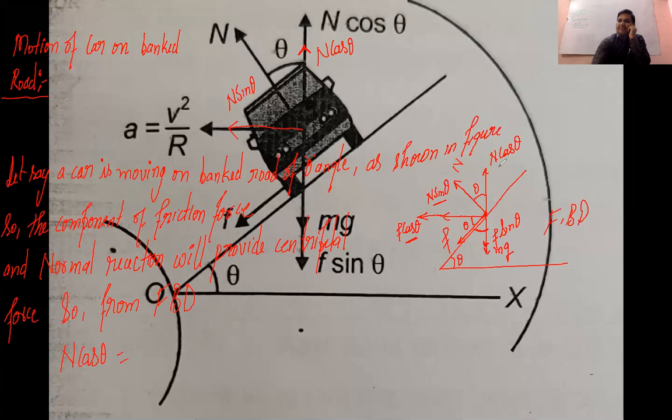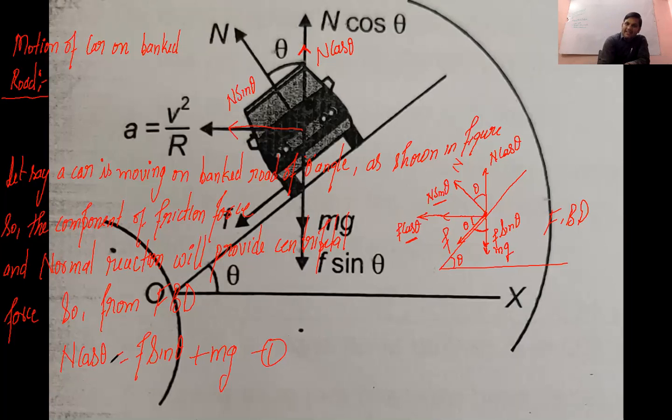N cos theta will be equal to F sin theta plus mg. This is our first equation, and this can be rearranged also. We can rearrange this equation further, but for now it is okay.